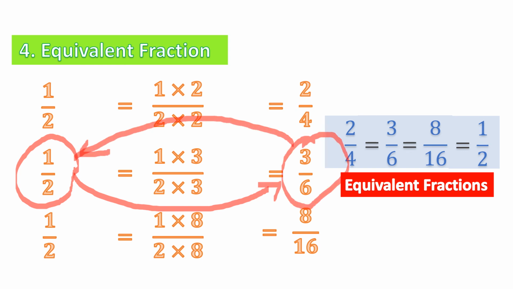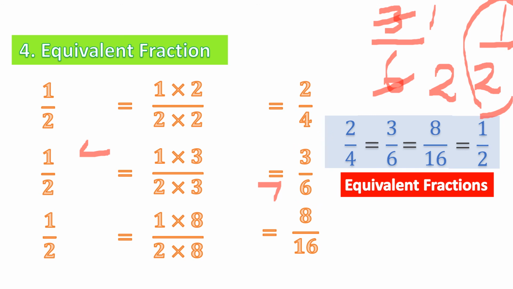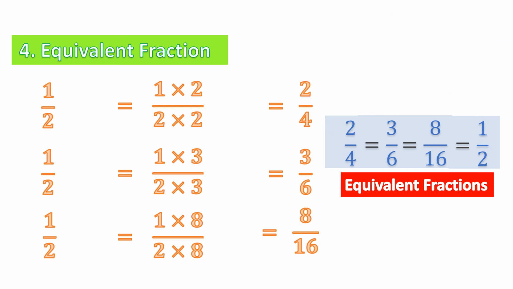Why? Because 3 by 6 is 3 ones are 3, 3 twos are 6. So it's actually 1 by 2, right? So the value of 3 by 6 is also 1 by 2 itself. So you can see values are same, only the numbers are different. So these are both again equivalent fractions, right? So same way, the last one also, understand it.